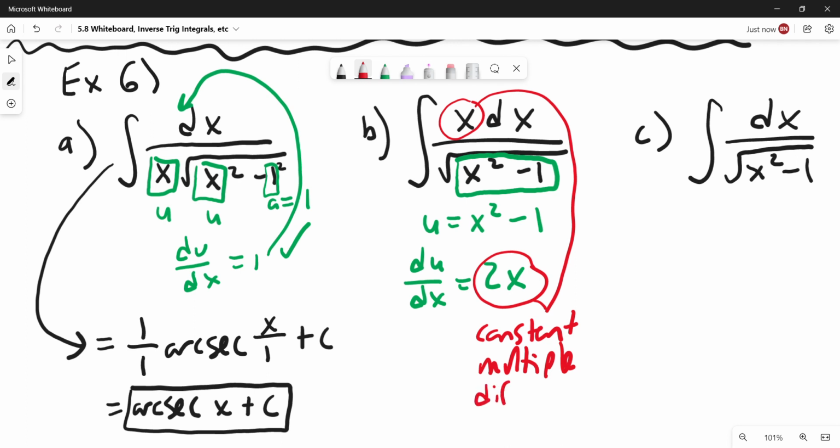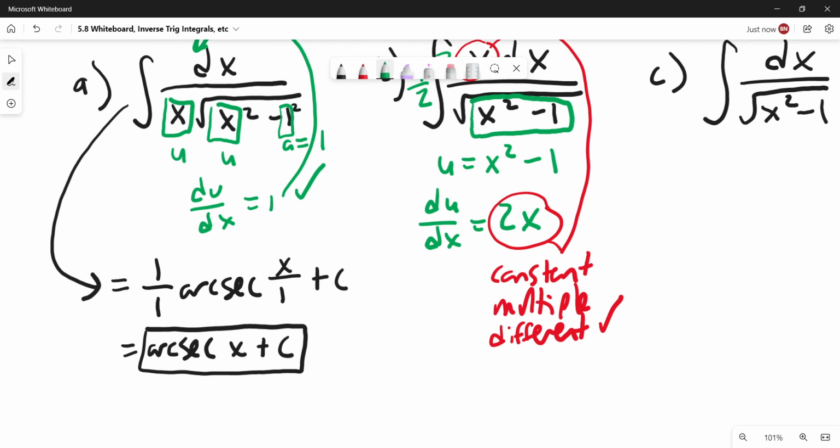Multiple different. So we can overcome that. Great. So what do we do to overcome that? So we need to multiply the top by 2, the outside by 1/2. Okay, now we need to figure out what our outside function is.